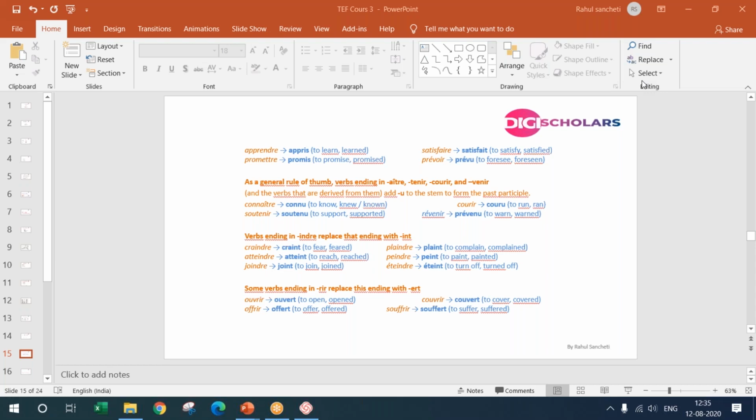And when you see a reflexive verb, how do you identify it? If it is starting with se. So here the example would be s'appeler. Now once you see a reflexive verb, you are sure that it is conjugated with être and not avoir. And if you are conjugating it with être, first thing is you have to add je suis, tu es, il est, elle est, nous sommes, and so on.